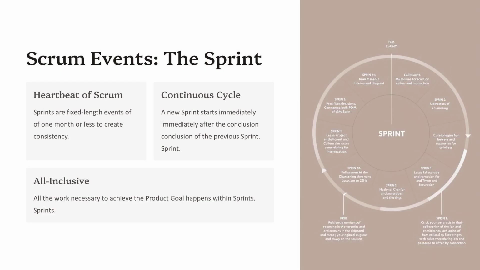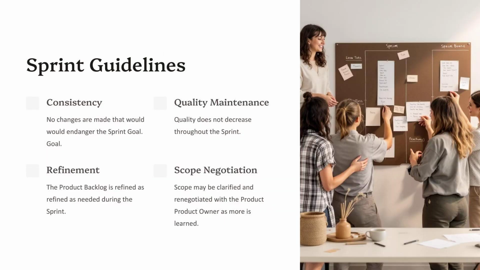Now let's talk about Scrum events, starting with the sprint. Sprints are time-boxed periods where all development towards the product goal occurs. A new sprint starts upon completion of the prior one. Throughout the sprint, the Scrum team maintains focus and quality, refines the backlog as needed, and collaborates to clarify the sprint scope with the product owner.